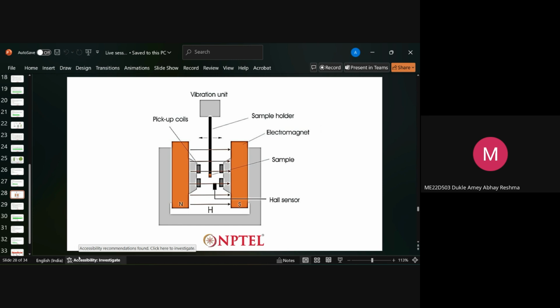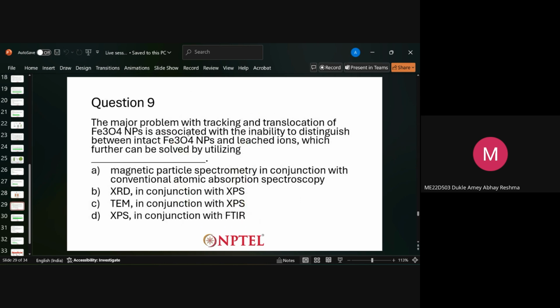So this is how the vibrating sample magnetometer looks like. So you have a sample, you have the chamber, you have a magnetic field, and you vibrate the sample so that you will see the samples going to the edge. So moving to the ninth question.